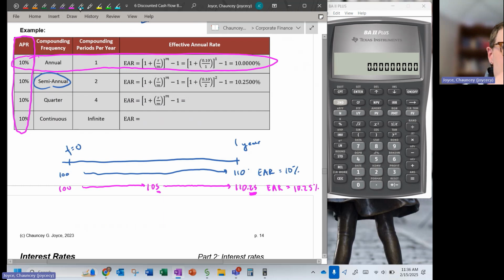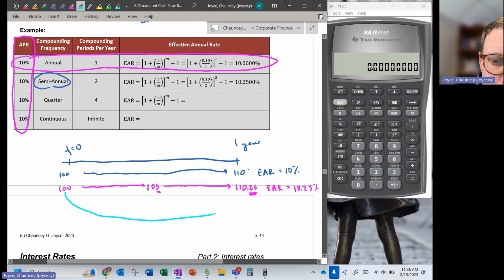So what does that second definition mean that I read? Well, you started with 100 and you're left with now 110.25. That means effectively you've compounded at 10.25% despite being quoted an annual percentage rate of 10%. I know this is tricky. I know this is a little confusing, but take some time to think about it.